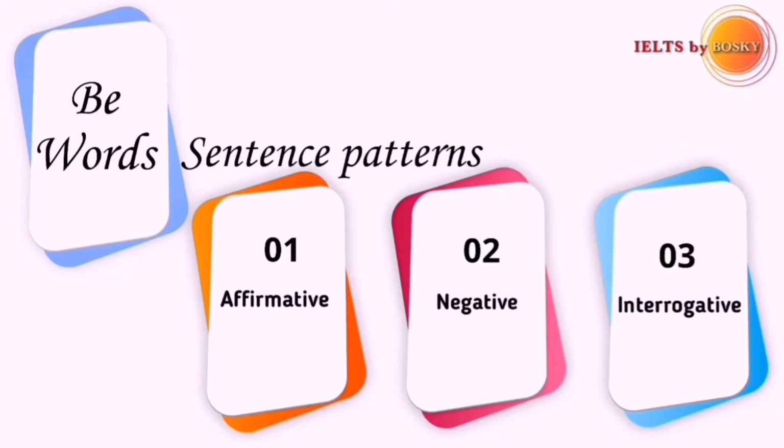In our last video lesson, we saw how to make simple sentences with be words in past, present and future in relation to time. Now it's time to learn the transformation of a simple sentence, means how to change an affirmative sentence with be verbs into negative and question forms.